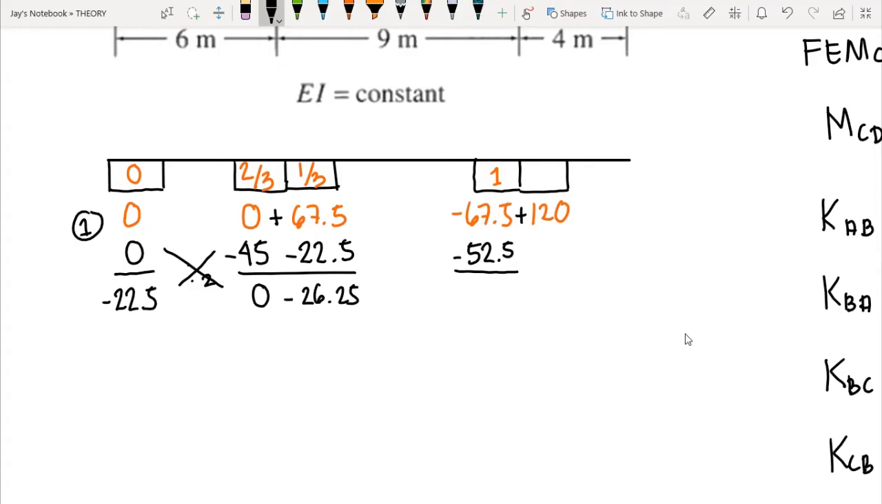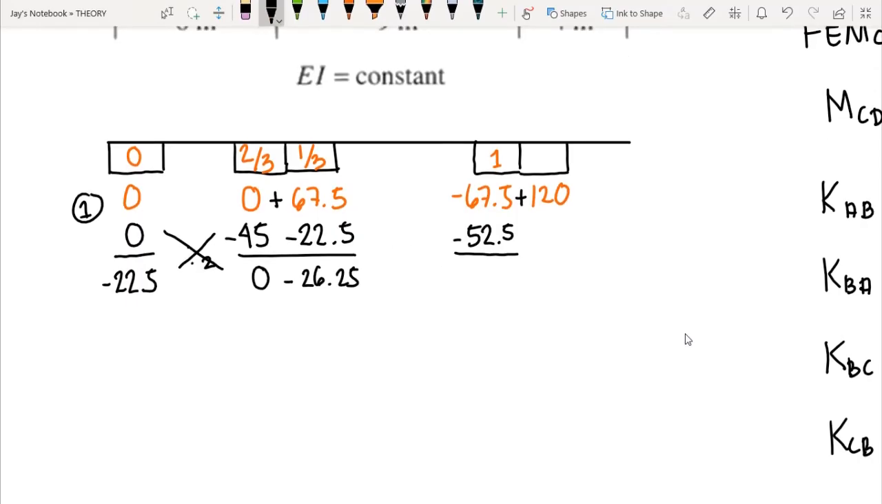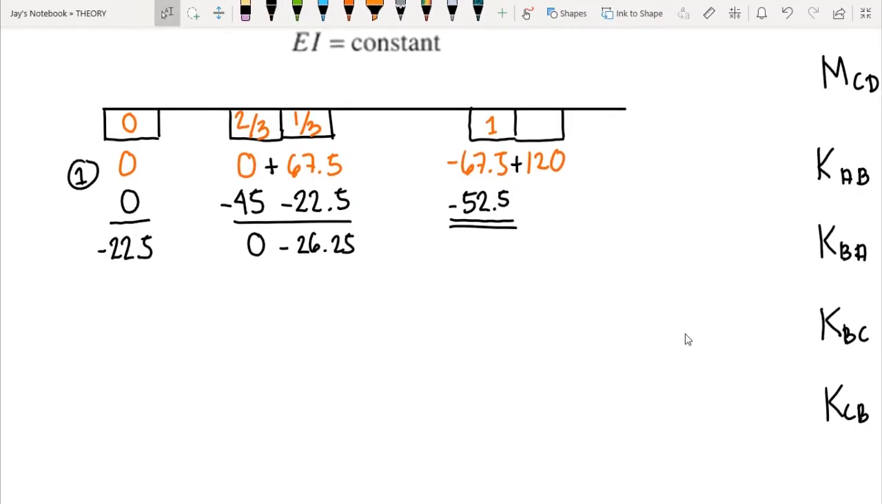And since we are using here the alternative approach, at the exterior support, we end during the first cycle. So we cannot carry over negative 22.5 moment to the support C. So again, we stop at this point. So this is locked, but we still have to continue the analysis on the point A and point B.